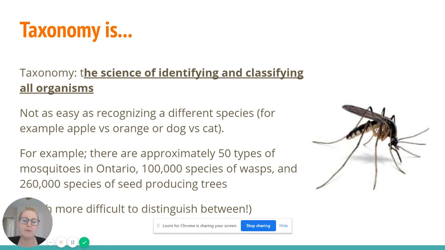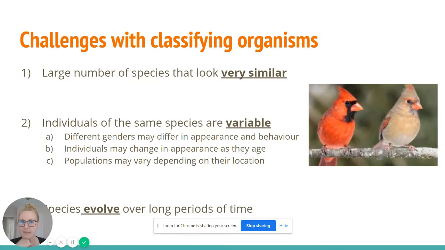I've given a couple more examples there as well, things that we wouldn't necessarily think to classify. They have very subtle differences between them, but they are actually different. Those differences are what we're discussing today. So, a couple of issues or challenges. As I mentioned, some species look really similar to each other. With those 50 types of mosquitoes, for example, most of us cannot tell the difference with the naked eye.